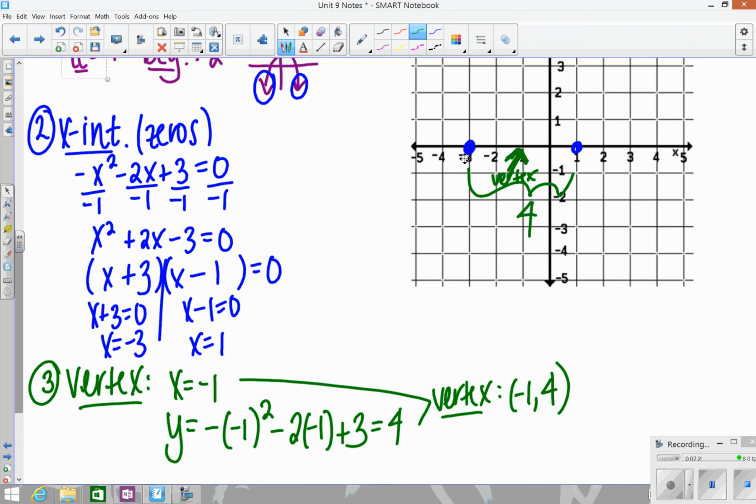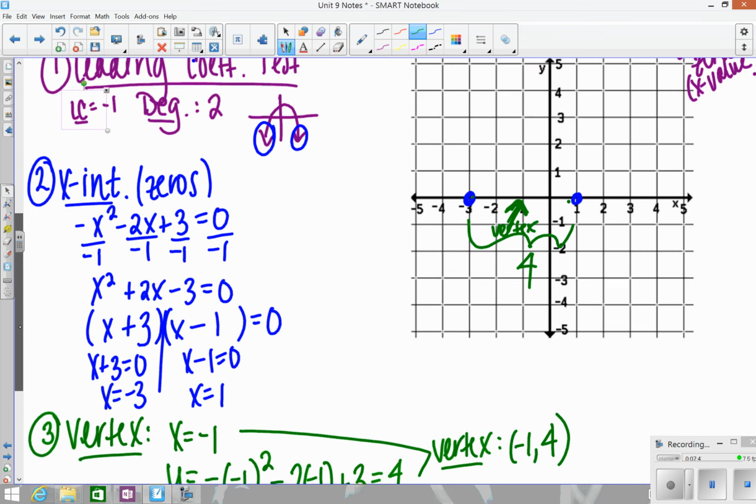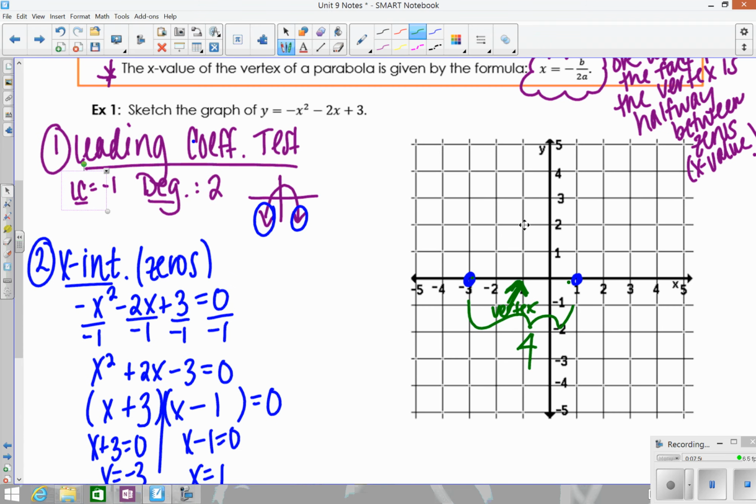But honestly, I think it's just much easier to look at the graph, find those zeros, count the distance, and go halfway over. So the vertex is halfway between the x values of the zeros. So the vertex point will not be here. It'll just mean that the distance, the x value, is halfway between these. So the vertex is actually at -1, 4. So let's go ahead and plot that. So -1, up 4. So the vertex was at x equals -1, not at that point.